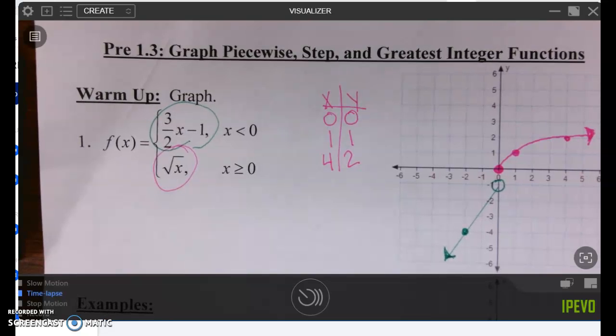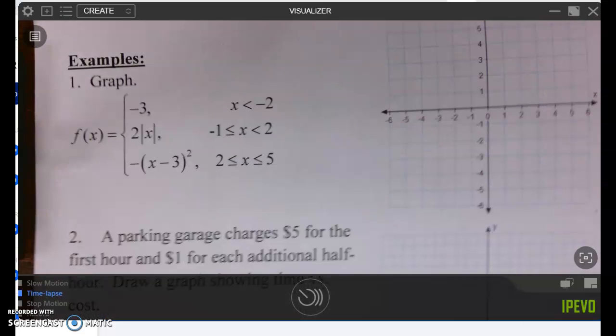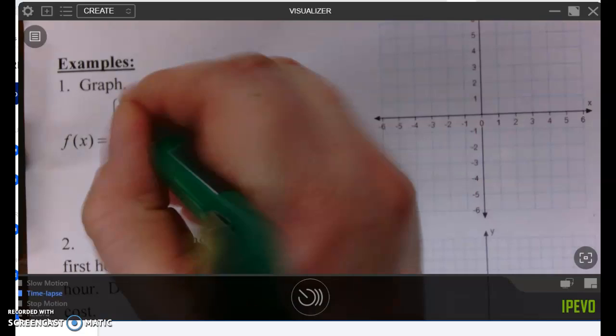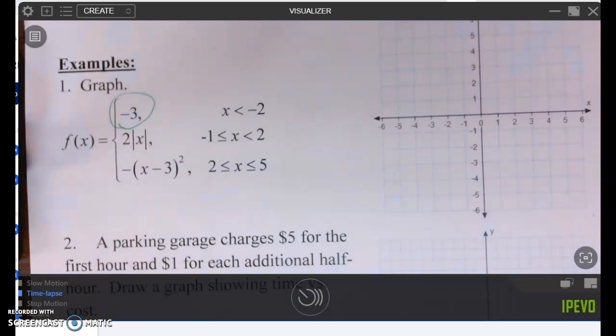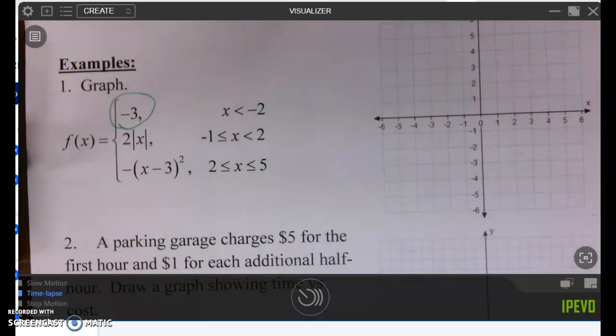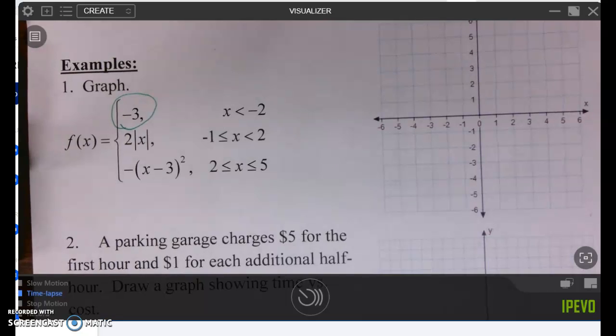Examples, we have another piecewise function for examples. So we're going to start seeing more of those. I'm going to do this first part in green again. So f of x is equal to -3. That's just a horizontal line that goes through the y-axis at -3.